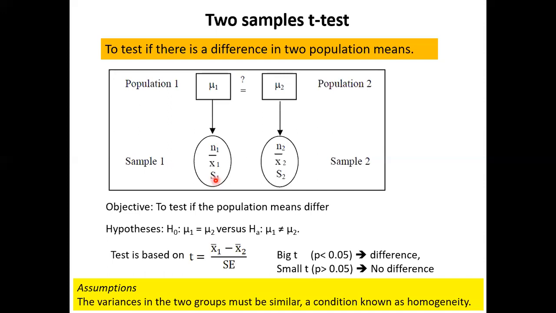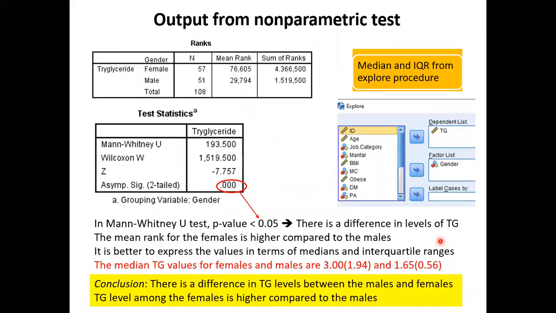3 power 2, 9. Let's say this is 4. What's the variance? 4 power 2, 16. So that is your variances. The two groups being similar is a condition known as homogeneity. If not, you have to do a non-parametric test. Okay, let's see how it's done.